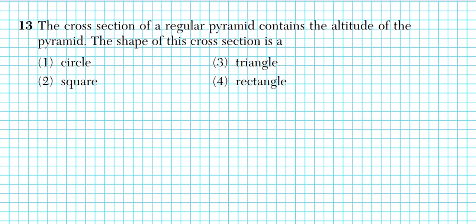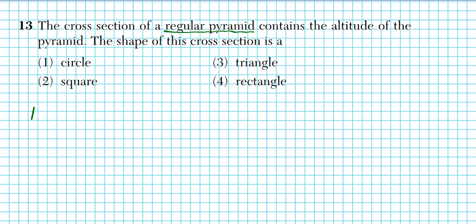All right, let's take a look at question number 13. It says the cross-section of a regular pyramid contains the altitude of the pyramid. The shape of this cross-section is a. So what is a regular pyramid? Let's address that question first, and then we'll go ahead and solve the problem.